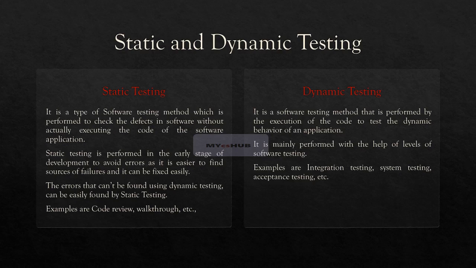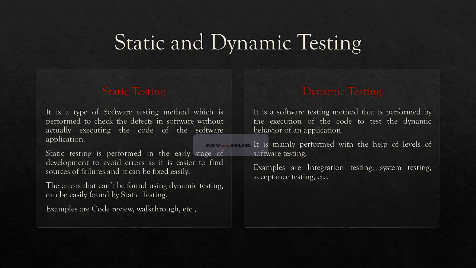Now coming to dynamic testing, it is a software testing method that is performed by the execution of the code to test the dynamic behavior of the application. It is mainly performed with the help of levels of software testing and other testing types as well. Examples of dynamic testing are integration testing, system testing, acceptance testing, etc.